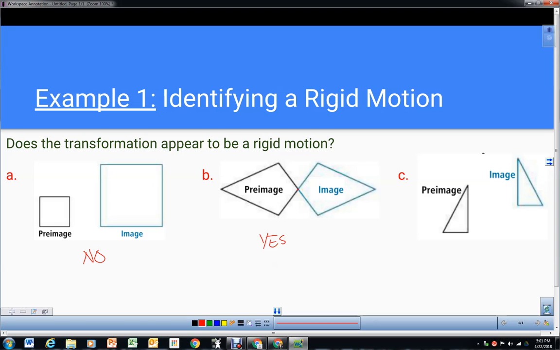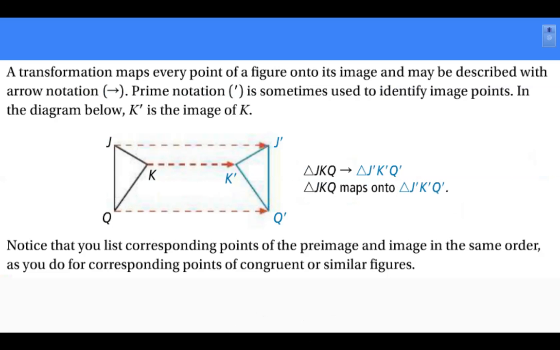This right here is a composition of transformations. The size and shape is not changed, it's just changed the way it is positioned. So the preimage has been slid up and flipped over. Even though it's done two different things, it's still an example of rigid motion because it has preserved angle measure and distance, which means the angles are the same and the side lengths are also the same. All right, so let's keep moving.